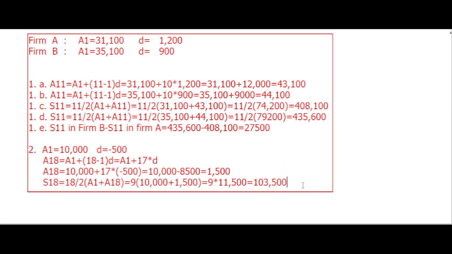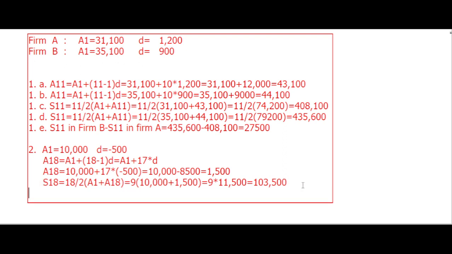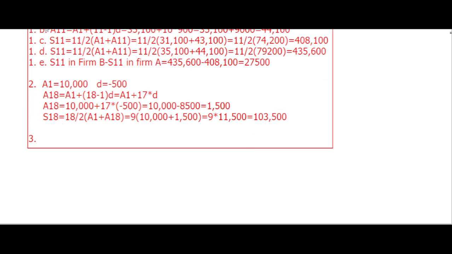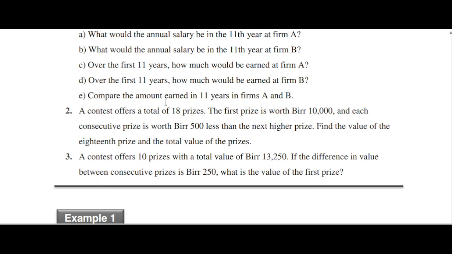Now let's go to the next question. Question number 3. A contest offers 10 prizes with a total value of 13,250. If the difference in value between consecutive prizes is 250, what is the value of the first prize? What you need to find here is A1, first prize, A1. This is S10. What about this? This is the common difference.